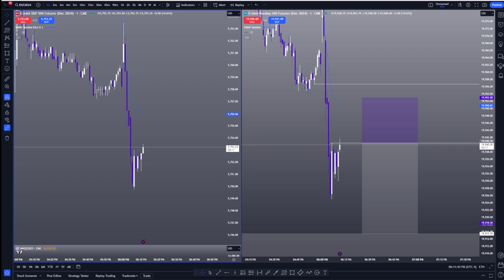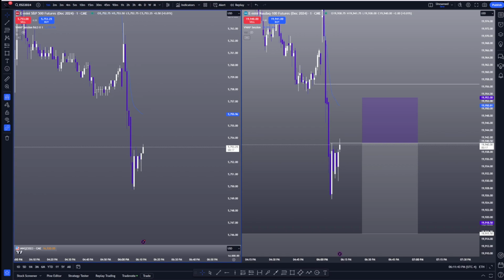We do have some big SMT. Now that ES swept previous day low and NQ did not, we do have some SMT, but I still expect NQ to really come down for those lows. But I would like to see us trade into that breaker. I would really like to see us trade into that breaker and then come down and break out of our opening range to the sell side.